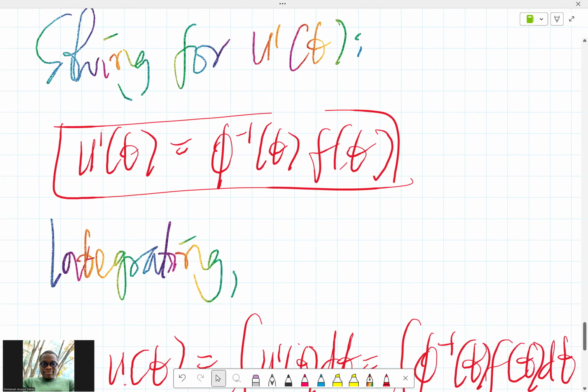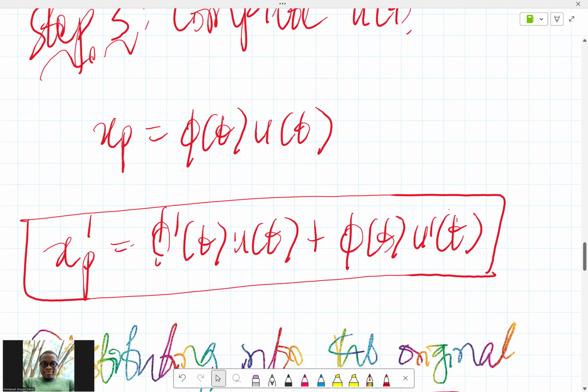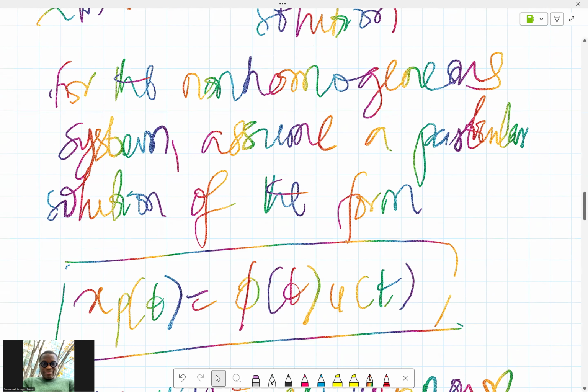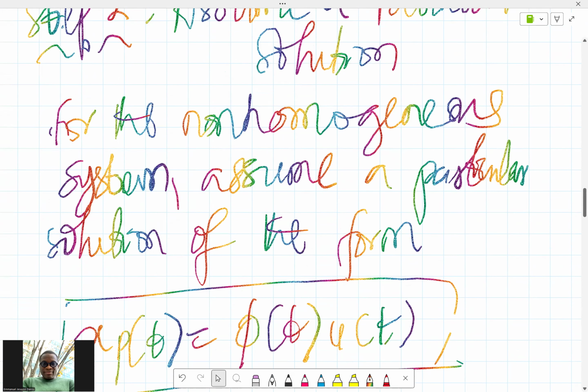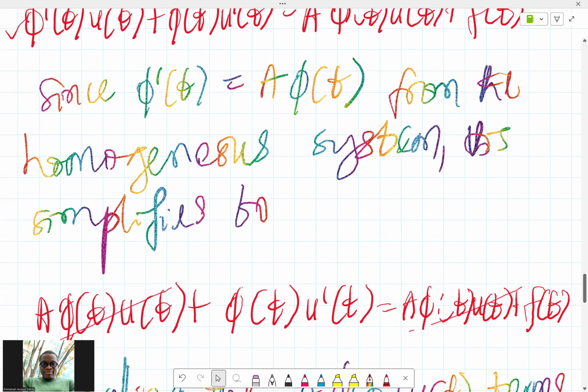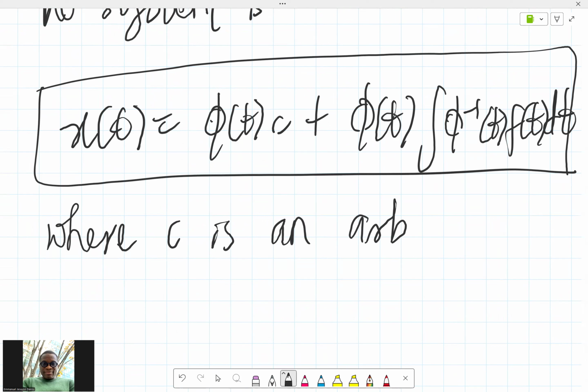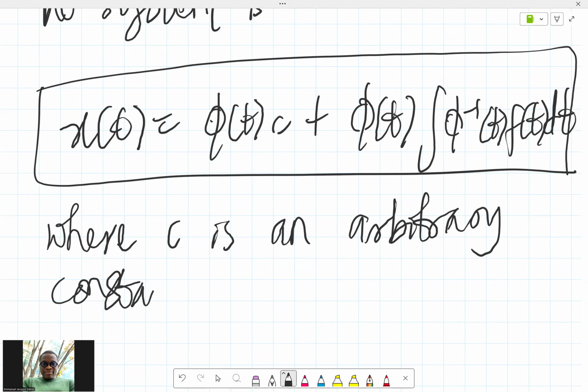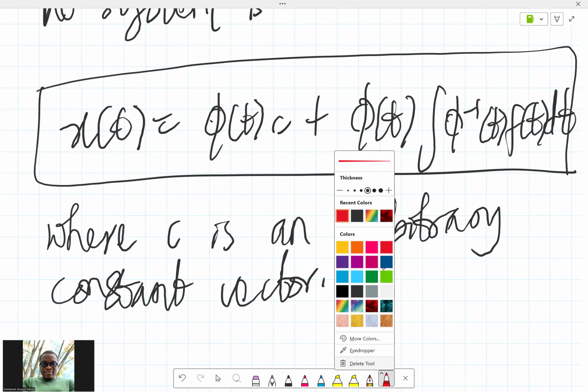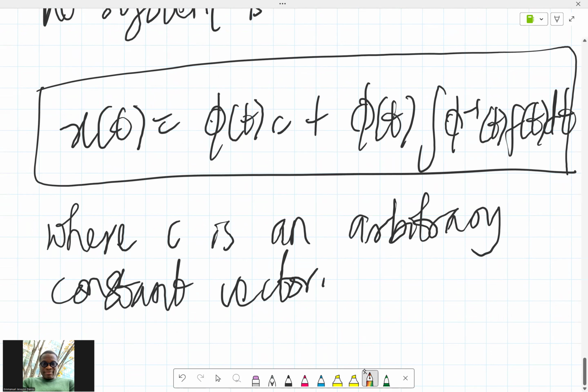Let me even see. For the non-homogeneous term, did we do anything to it? Yeah, okay, that's just phi of t. So this is what we have. Of course here, c is an arbitrary constant vector. Okay. Now let's switch gears as we move on to take a worked example.